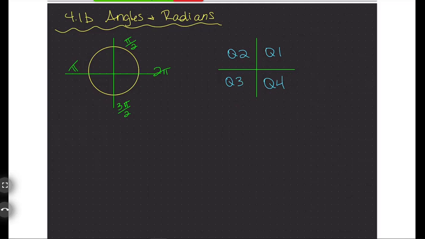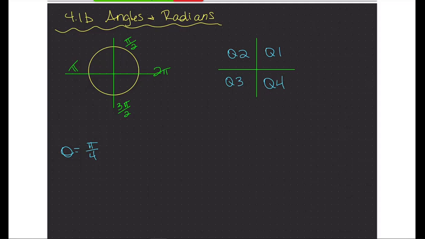Sound good? Alrighty, perfect. So then what happens is, if we get a problem where our theta equals pi over 4, I can say, oh, I bet I know where that's going to be.